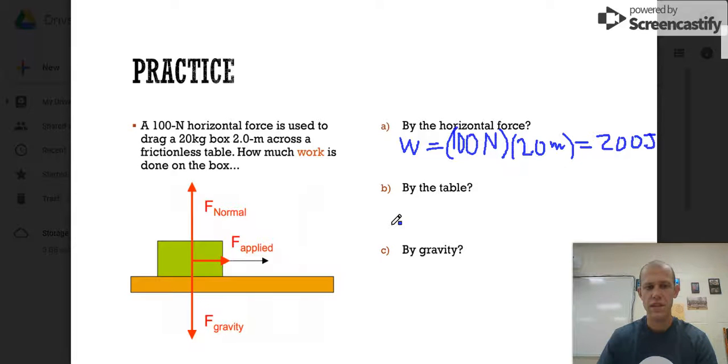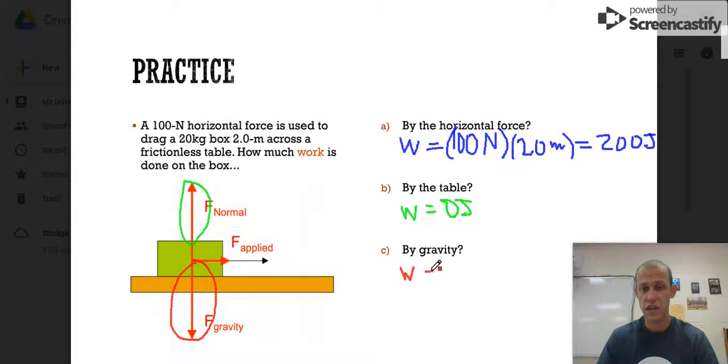How much work is done by the table? Well, the table would be the normal force part of this, and the table isn't moving the box at all in the direction. So the work done by the table, because it's not applying any force parallel to the displacement, there is no work being done. So 0 joules. How much work is being done by gravity? Well, gravity is also not moving the box at all in the direction that the force is going. Because it's not moving it in the direction parallel to it, it also is 0 joules, no work being done.